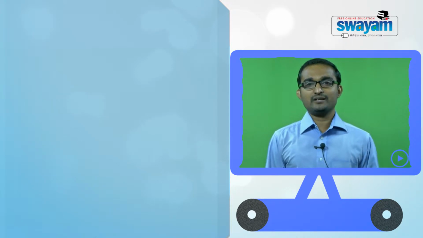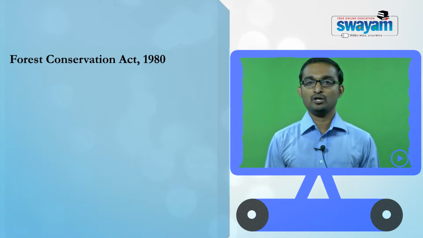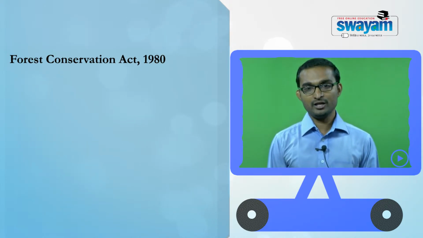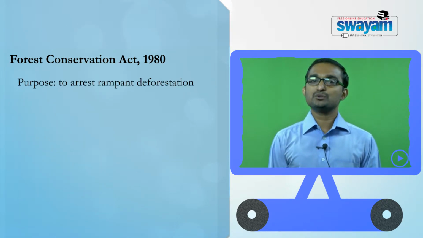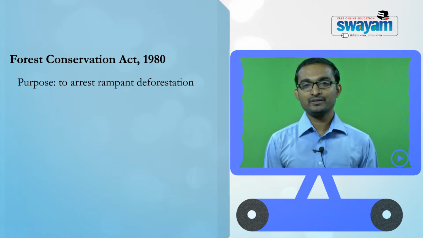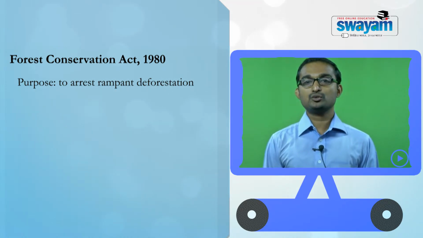So that means this was the context in which independent India enacted a new law to complement the Indian Forest Act 1927, which was called the Forest Conservation Act 1980. The purpose was to mitigate or control the rampant deforestation going on in the aftermath of the 1927 Act. So the Forest Conservation Act 1980 is quite clear about its two objectives.